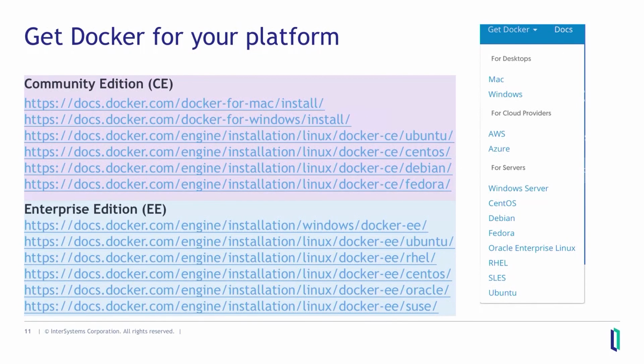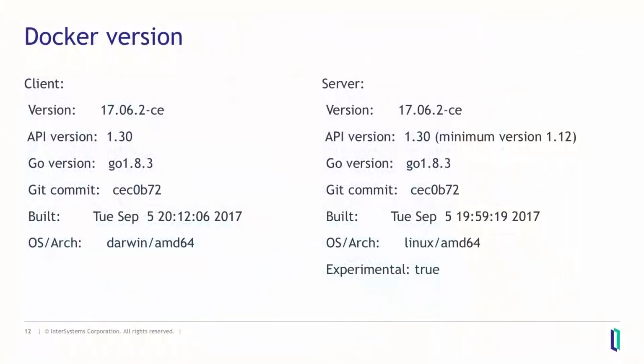So first of all, when you have to start somewhere, as always, you have to install something. Docker provides several distributions in several editions. Depending on whether you are running on desktop, cloud, or servers, you have to choose the kind of edition you want, either the community edition or the enterprise edition. Of course, the community edition is free.